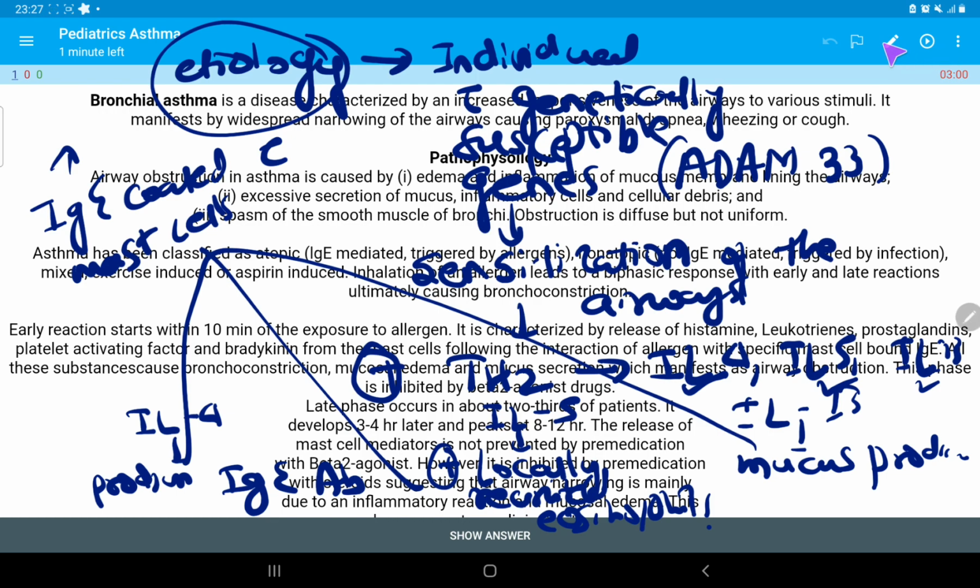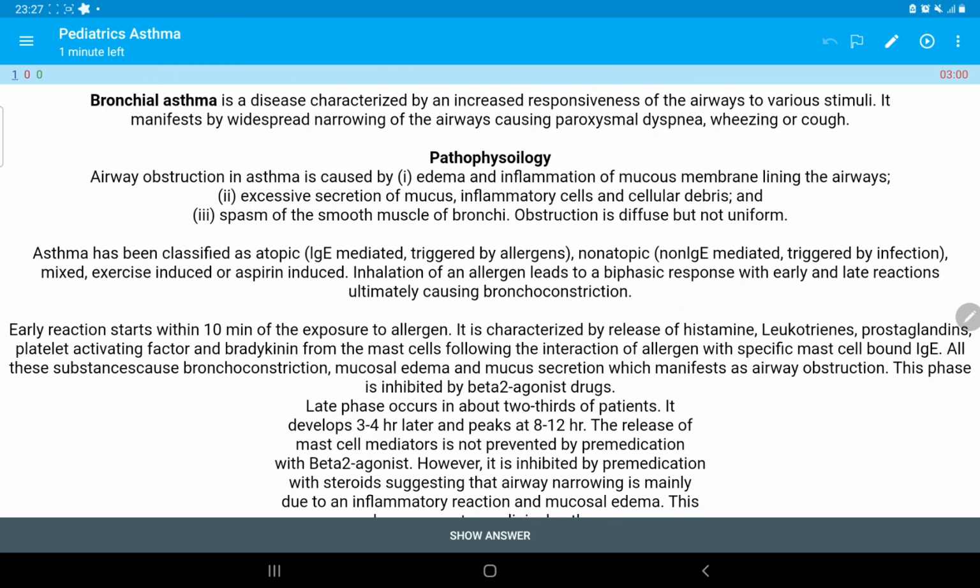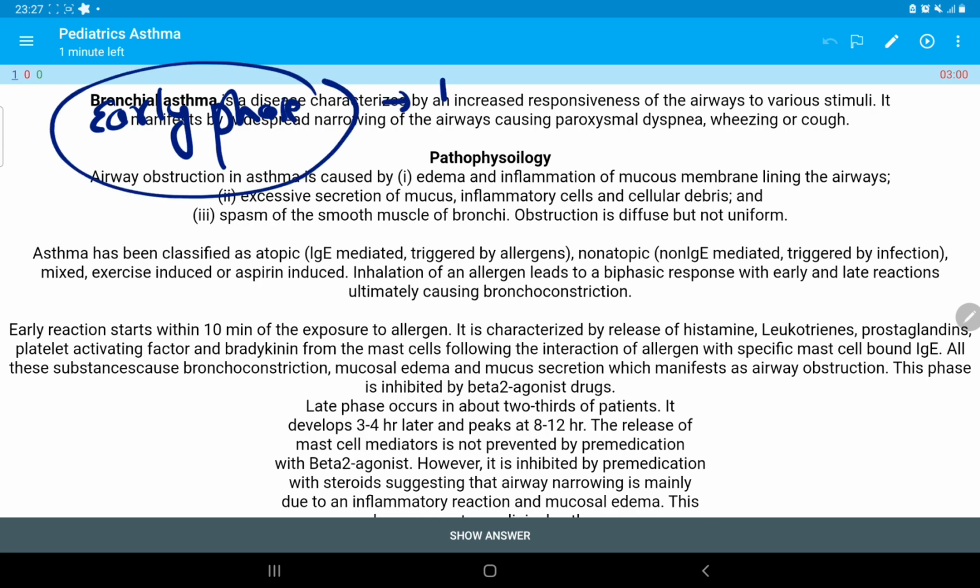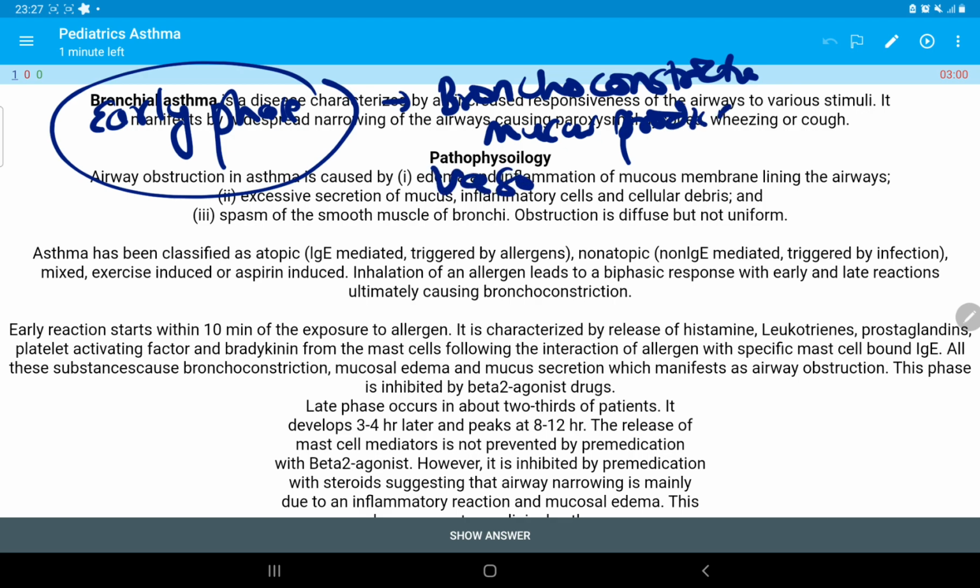In the early phase reaction, there is bronchoconstriction. The next thing is mucus production and vasodilatation. So these three things take place here. In the airway there is bronchoconstriction and mucus production, but in the blood vessels there is vasodilatation.